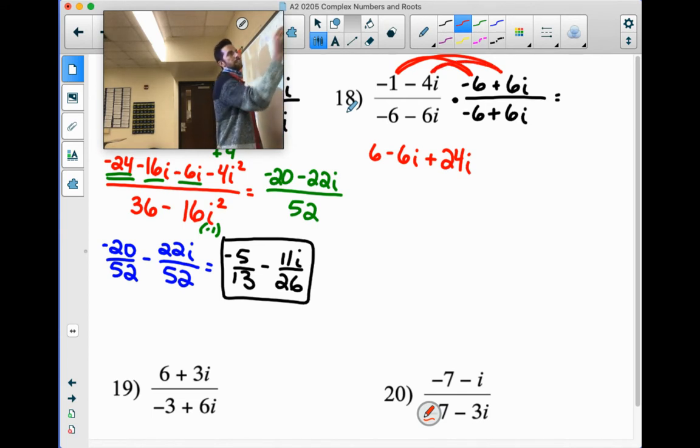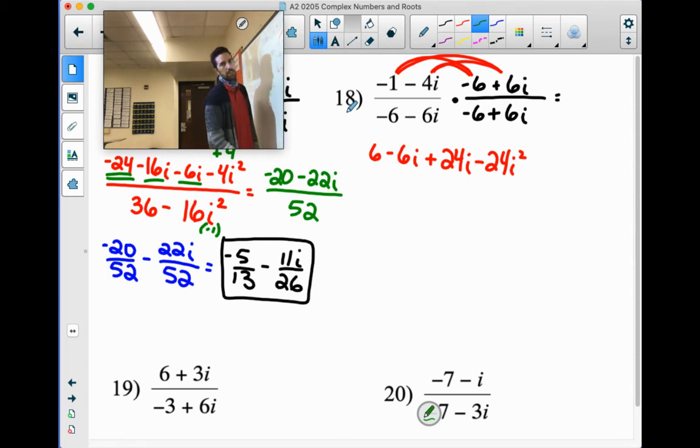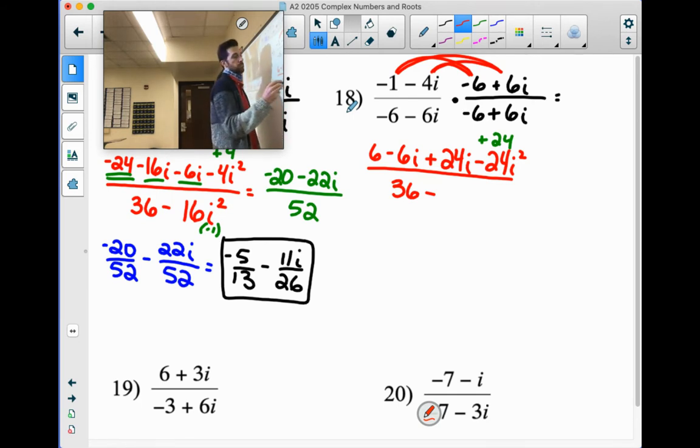And negative 4i times 6i would be negative 24i squared, which, remember that i squared becomes negative 1, times negative 24. We'll change that to plus 24 in a minute. Denominator, our first term squared, negative 6 times negative 6 is 36, minus our second term squared would be negative 36i squared, which again, we know that's negative 36 times negative 1, which would become positive 36. So we can clean up a lot of stuff there.